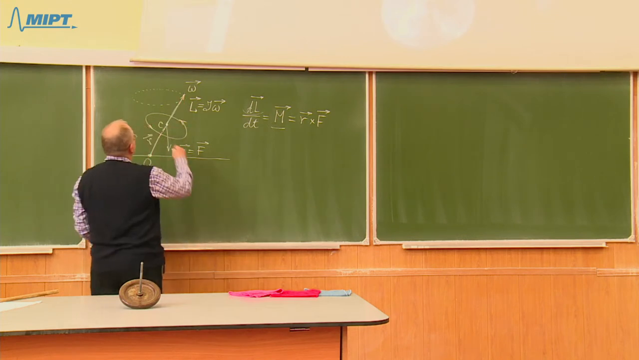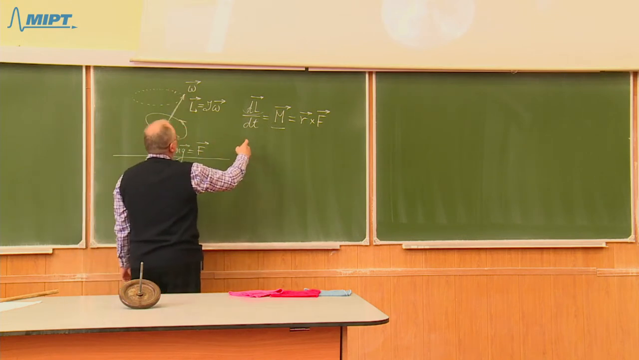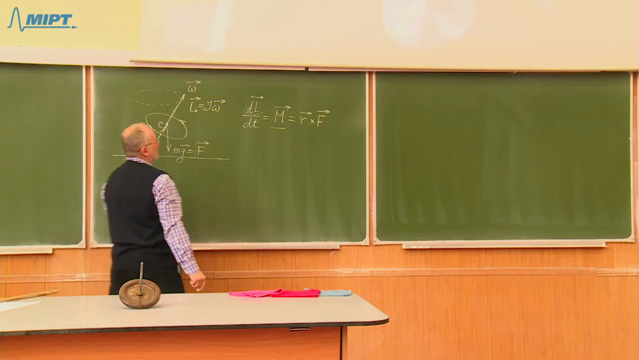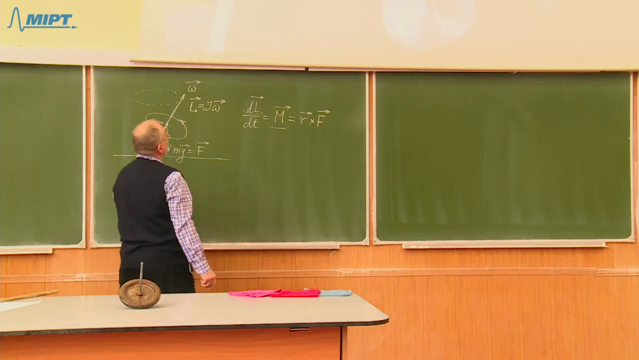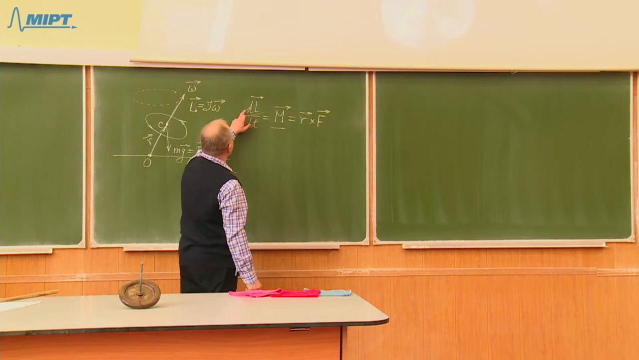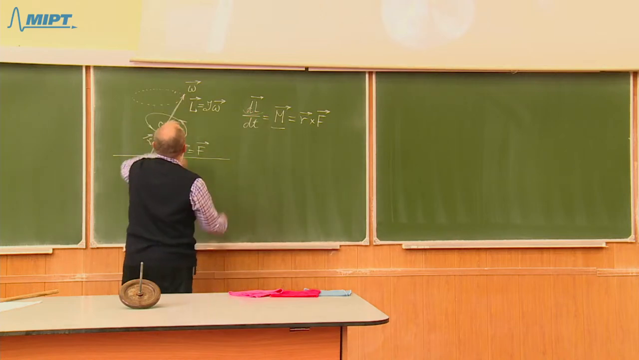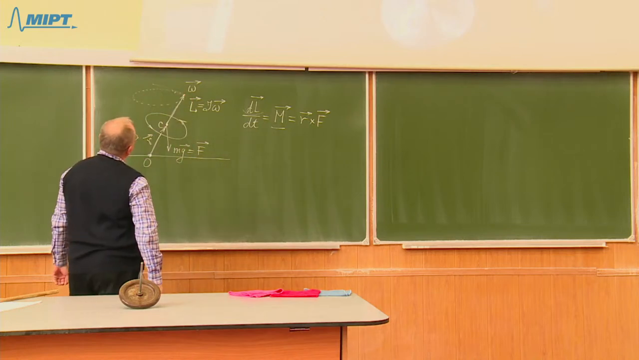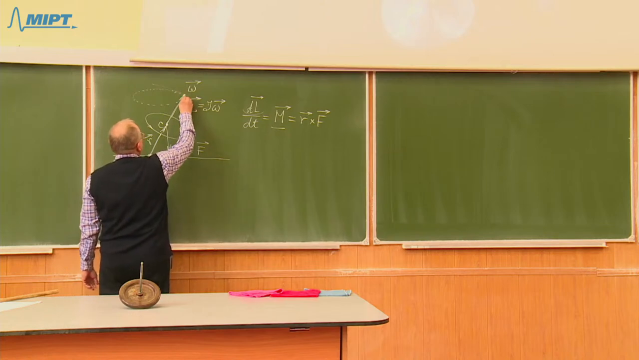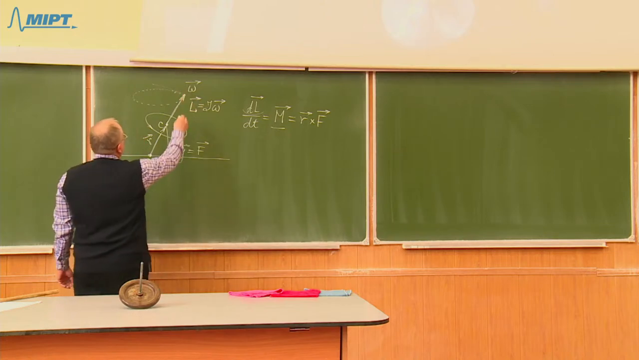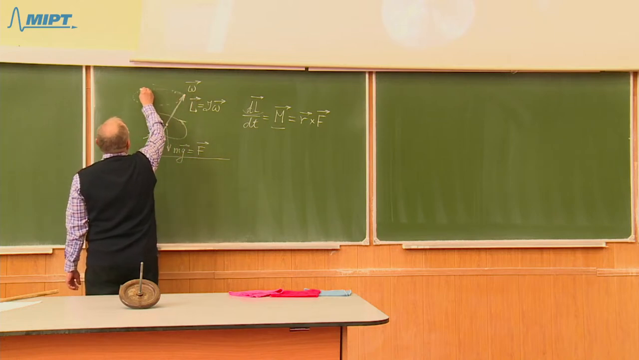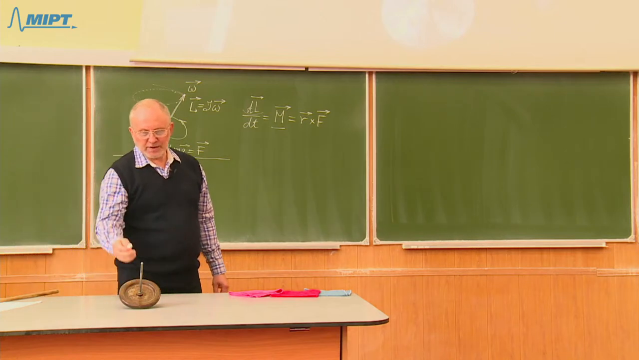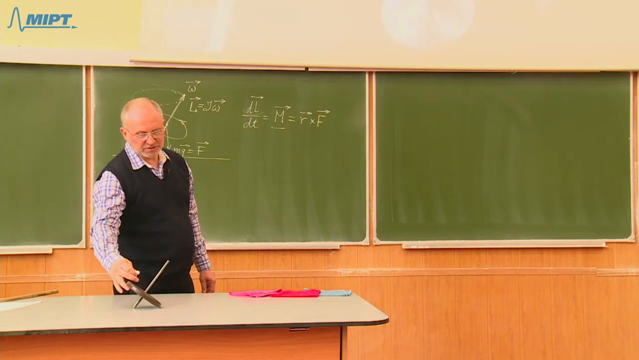Because when vector L changes its direction, then vector R also changes its direction together with L. And so vector M will change its direction in such a way that vector L will always be directed along the tangent line to such a circular trajectory, which will be described by the end of vector L. So the end of vector L will move along a circular trajectory, which could be observed here on the example of this simple top.